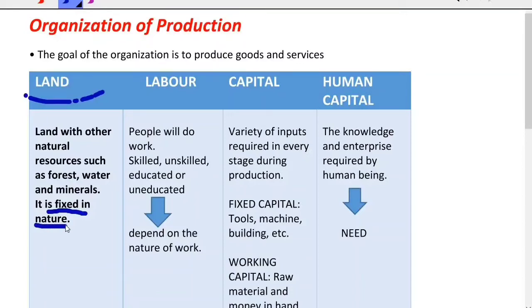If any industry has to be set up, then it has to be established at a fixed place. It cannot be changed. So it is fixed in nature.